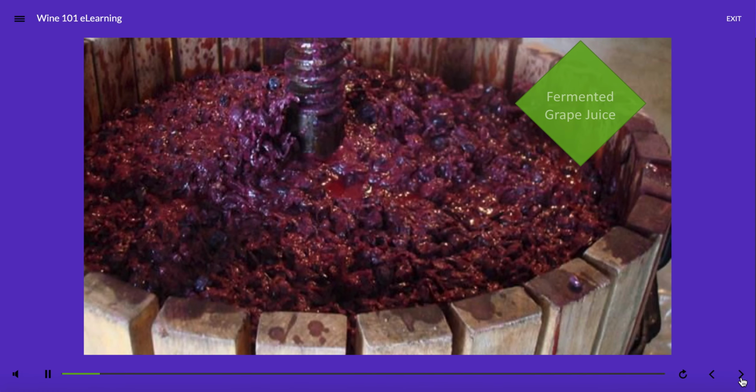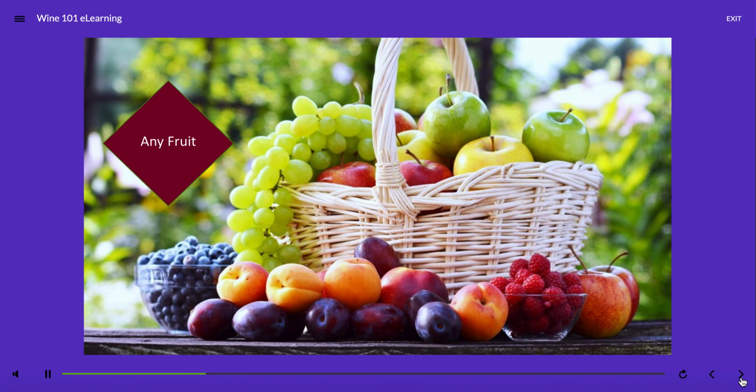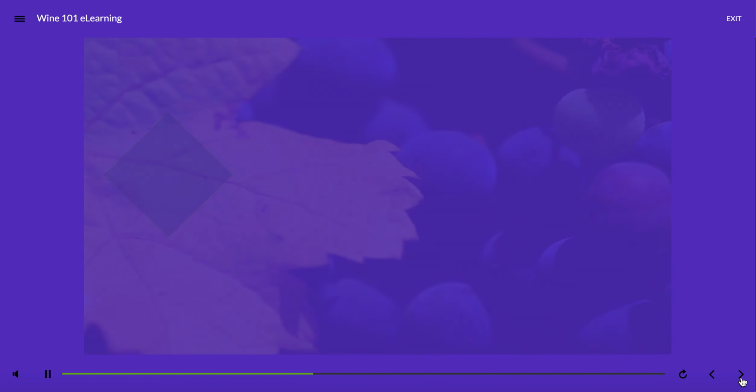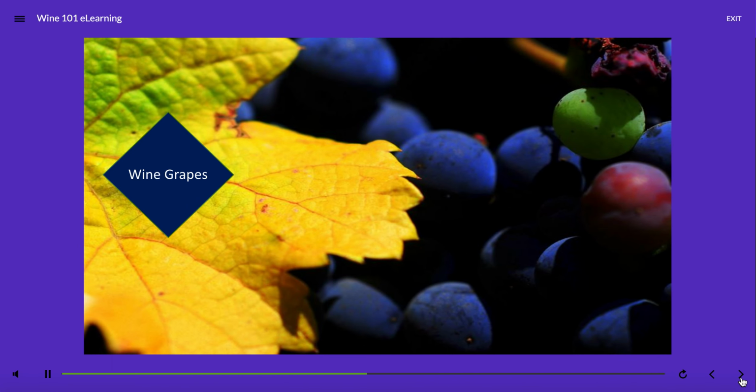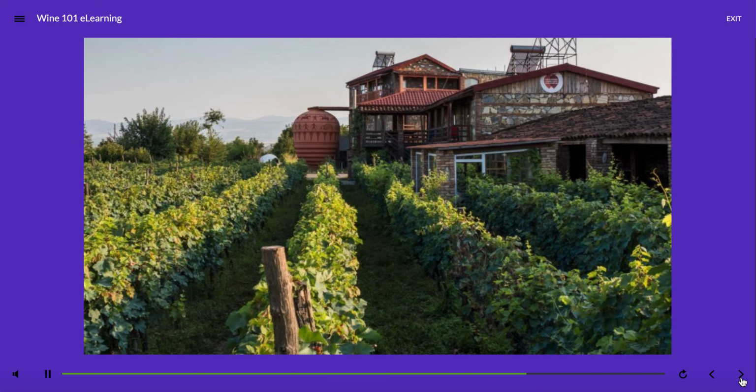Wine is an alcoholic beverage made from fermented grape juice. It can be from any fruit, such as oranges, apples, cranberries, etc. However, most wine is made from wine grapes. Wine grapes are smaller, sweeter, contain many seeds, and have thicker skins than table grapes. Wine grapes take an entire season to ripen, which is why wine is produced just once a year.